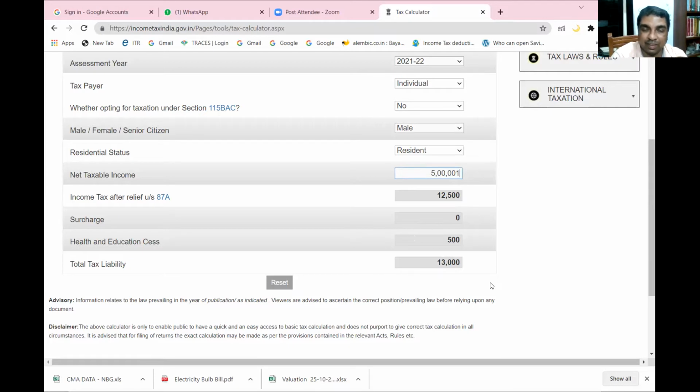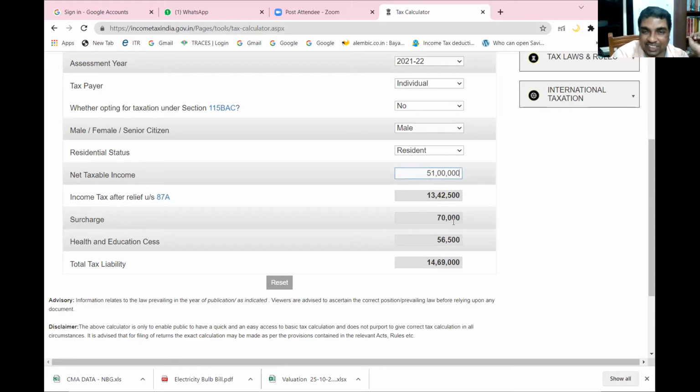Yes, sir. Now let us say instead of 5 lakh, I am making it 50 lakh. You are finding tax is calculated, but surcharge is there. No, sir. No. Let us say I'm making it 51 lakh. Now what do you say? Surcharge will be there or not? Yes, sir. Surcharge will be there. You see, now surcharge is there.